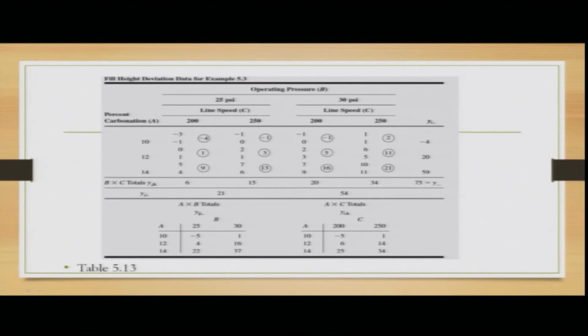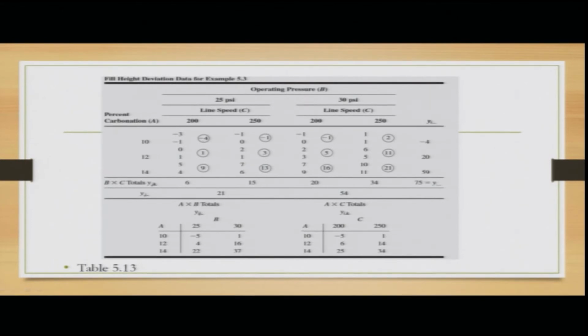Similarly, for 30 psi, line speed of 200 and 250, the values are -1, 0, 2, 3, 7, 9. I am not reading the circled one, which I mentioned in the last slide. For line speed 250, the values were 1, 1, 6, 5, 10, 11. The values are 2, 11 and 21.